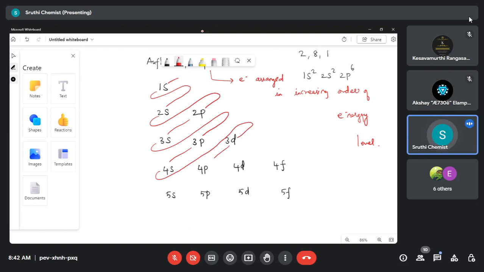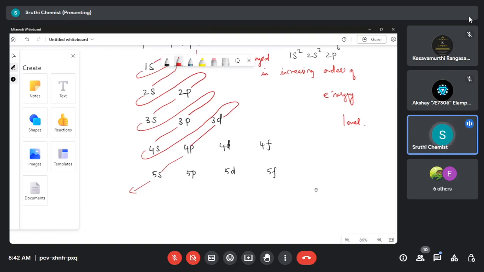Next to 3d is 4p. Then 5s. Okay, here I am completing till 5s. So I think we don't need to go till 7s. This is enough for us.